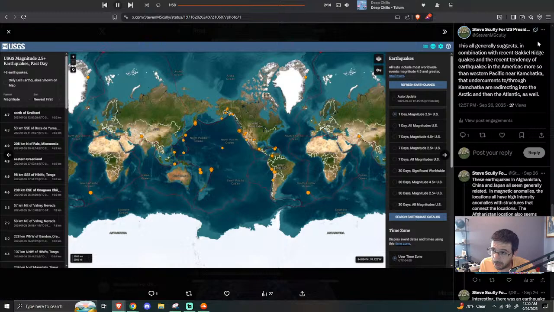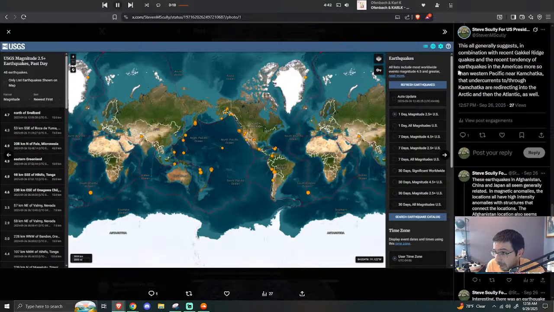This all generally suggests, in combination with recent Gakkel Ridge quakes and the recent tendency of earthquakes in the Americas more so than the Western Pacific near Kamchatka, so there's just been, at this time, on the 26th, a relatively good amount over here compared to over here, even though maybe not the same magnitudes, so maybe not as much overall energy, I'm not sure. But some pretty big ones that were in places they hadn't been in the recent history, at least.